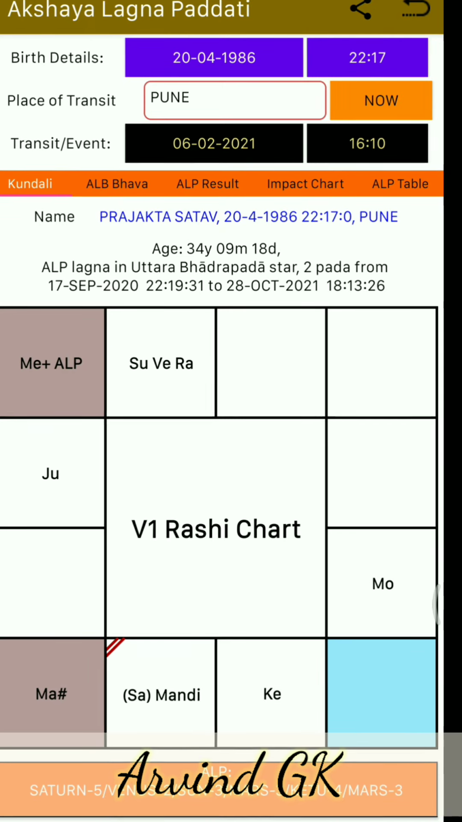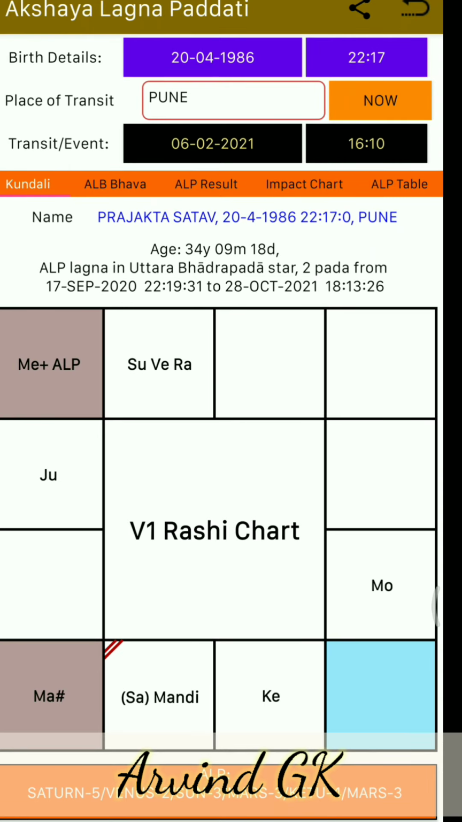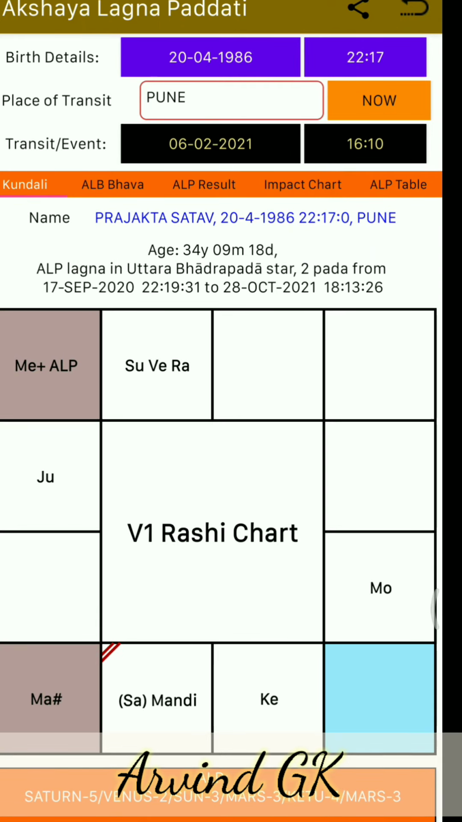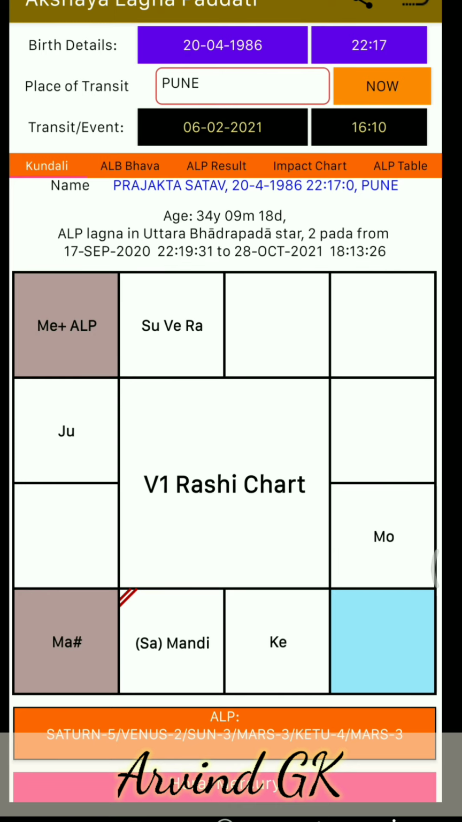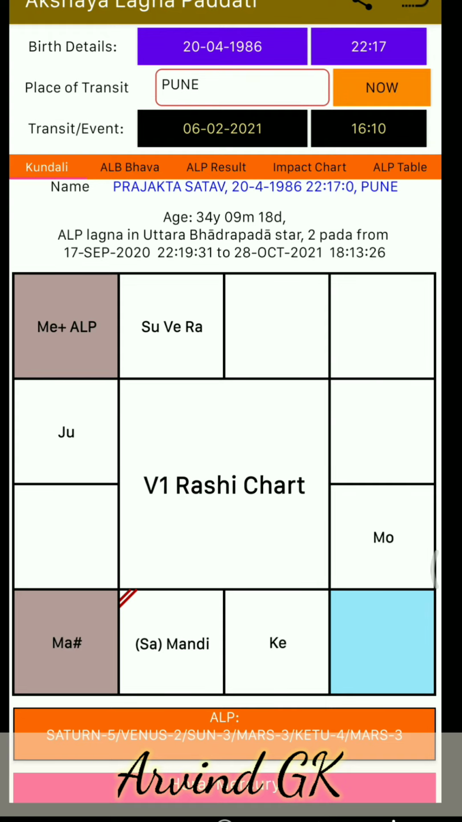To explain what Akshaya Lagna Paddhati is, we take the 120 years of Vimshottari Dasa and divide it by the 12 rasis. So we end up getting 12 parts, which is a 10-year block for each. Every 10 years your Lagna is moved to the next Rasi. So it is like a progression of the Rasi.